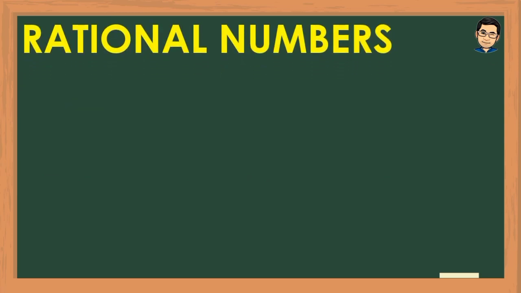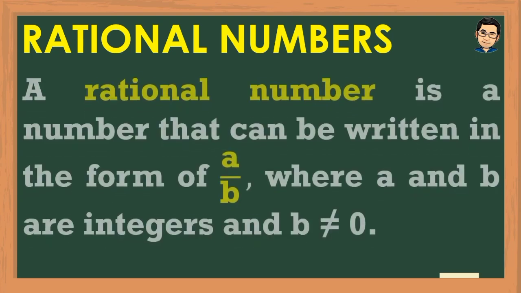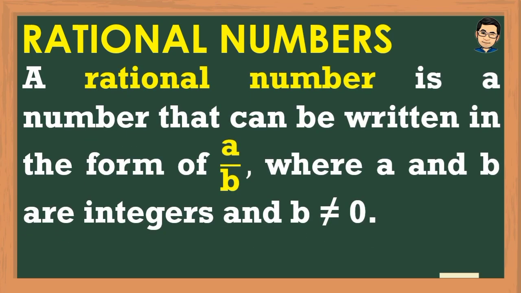Let's define rational numbers again. A rational number is a number that can be written in the form of a over b, where a and b are integers and b is not equal to 0. Again, rational numbers can be expressed in the form of a over b, parang fraction. And always remember that b should not be equal to 0 because magiging undefined po.